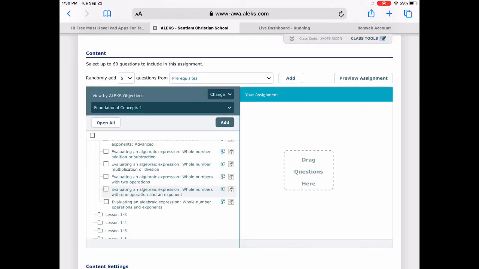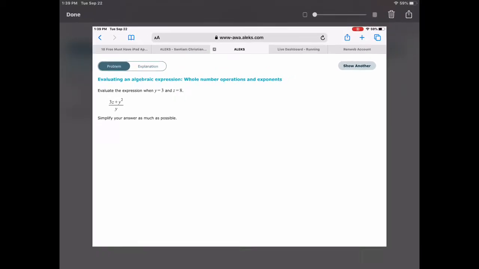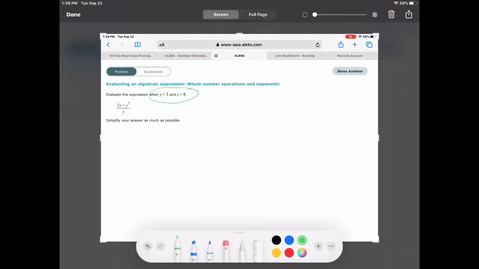All right, last one for now. Evaluating an algebraic expression, whole number operations and exponents. We're just going to throw in a fraction. All right, so we have two things to substitute in here. 3z plus y squared over y.